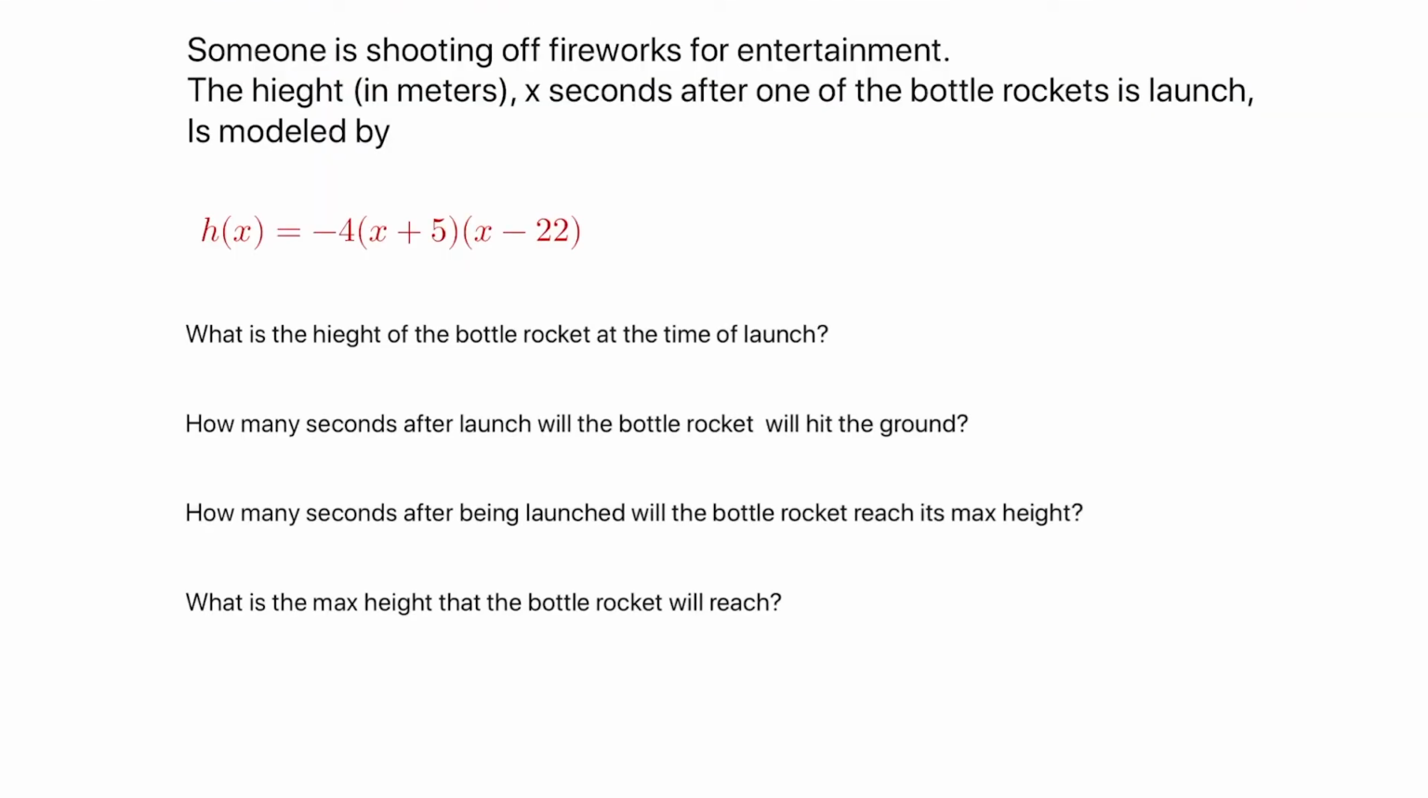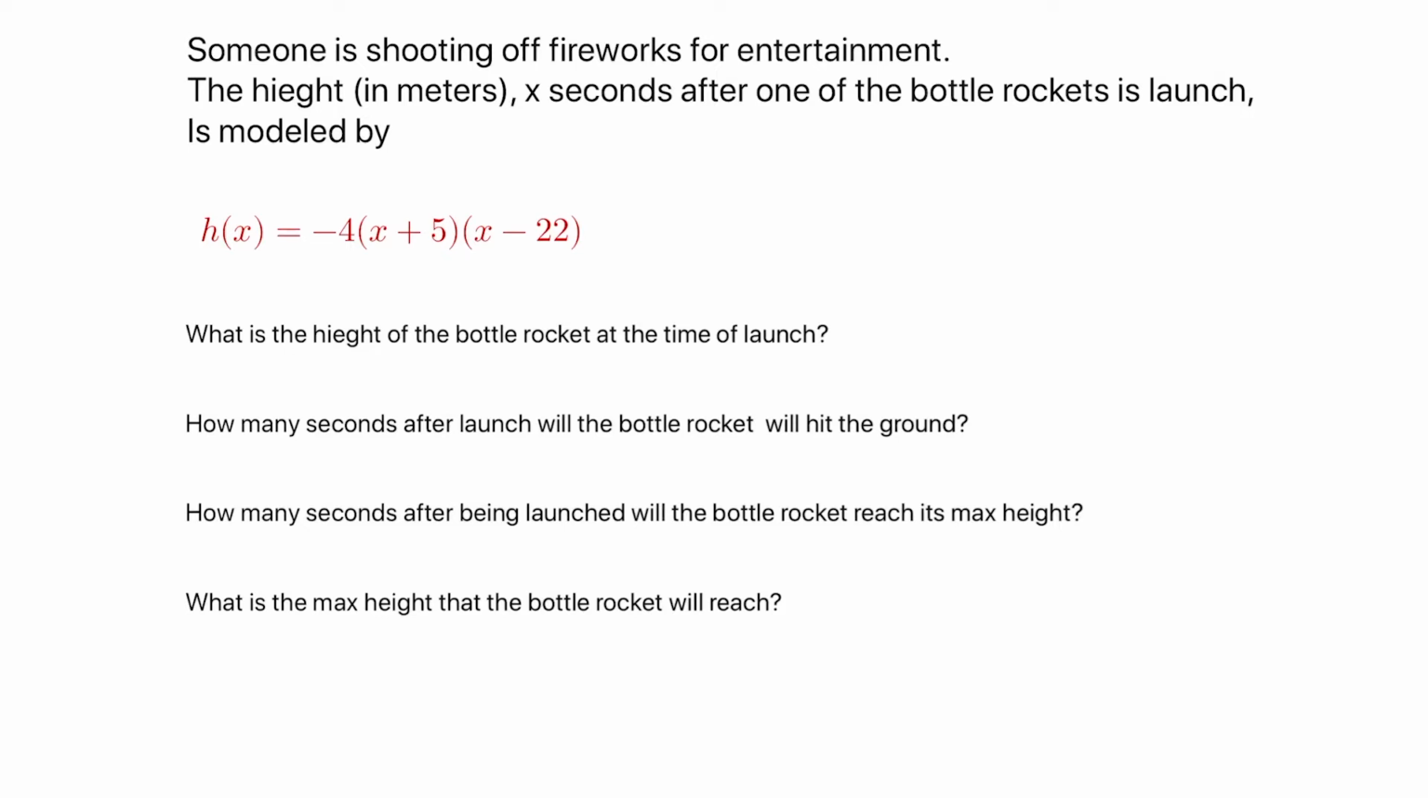Okay, so we've got a word problem for us. This has a lot of questions in it. This one word problem will be able to help you with this whole exercise. Because we're all bored out of our minds, stuck at our house, and we like to cause trouble, someone in your neighborhood is shooting off fireworks off their back deck for entertainment. The height in meters, x seconds after one of the bottle rockets is launched, is modeled by this function: h(x) = -4(x + 5)(x - 22).